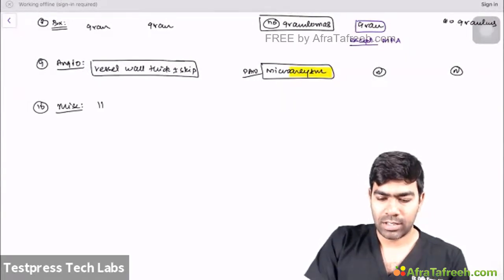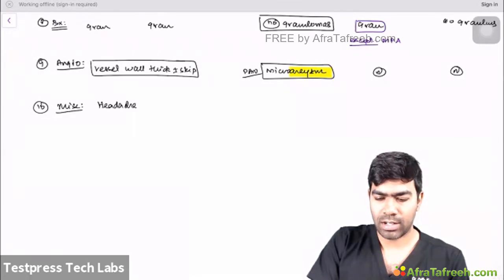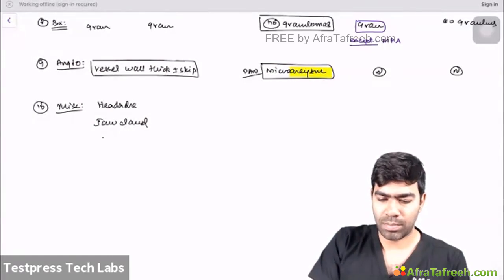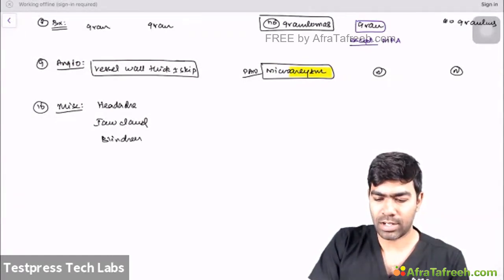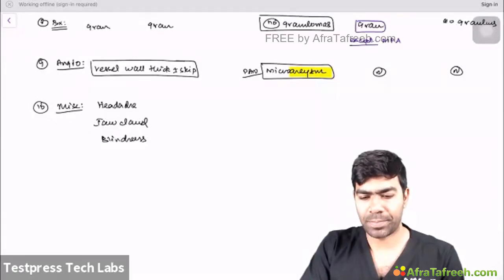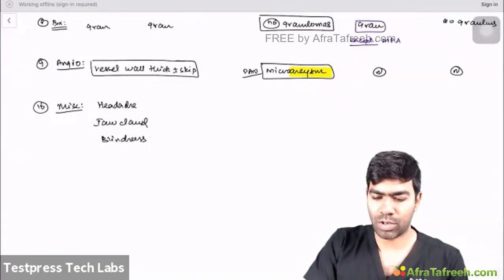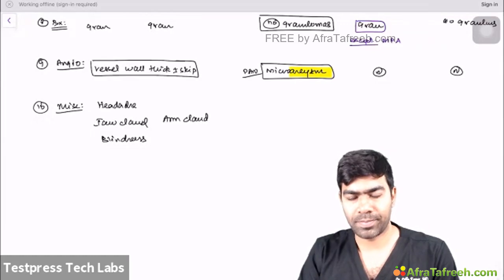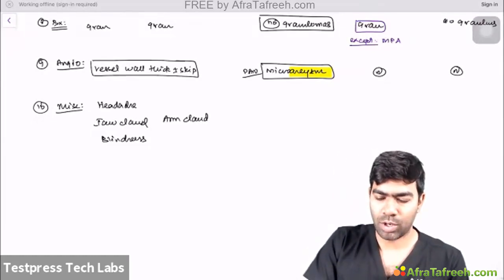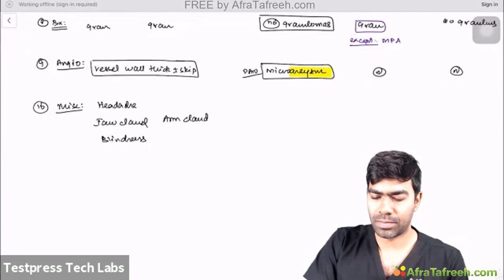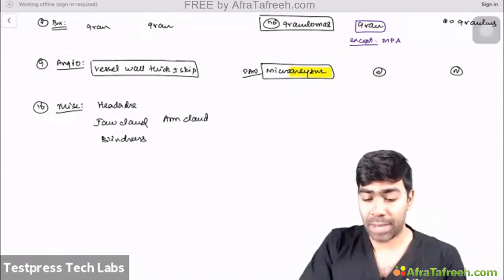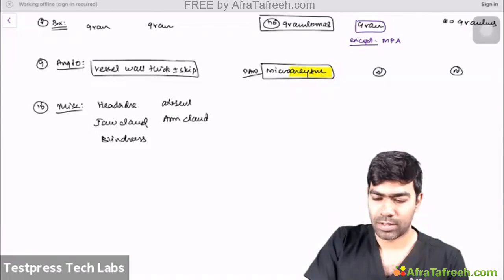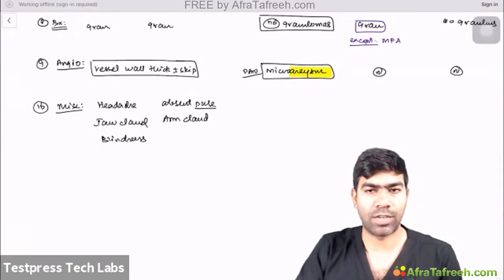Tenth, miscellaneous findings. So giant cell arteritis, it's more of a headache and jaw claudication and a sort of blindness. So this is a problem in giant cell arteritis. And as far as Takayasu's arteritis is concerned, it's more of an arm claudication rather than jaw claudication, and more of an absent radial pulse. Absent radial pulse, that's characteristic of Takayasu's arteritis.